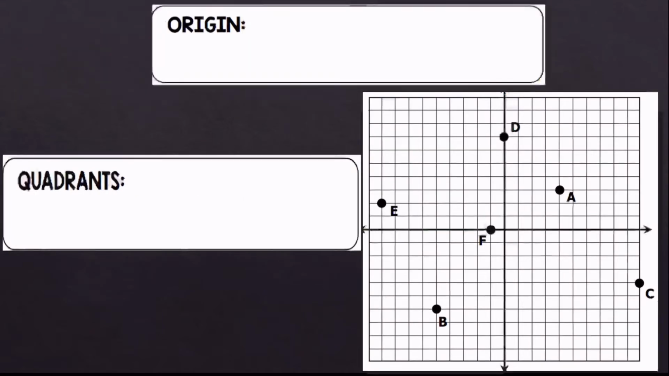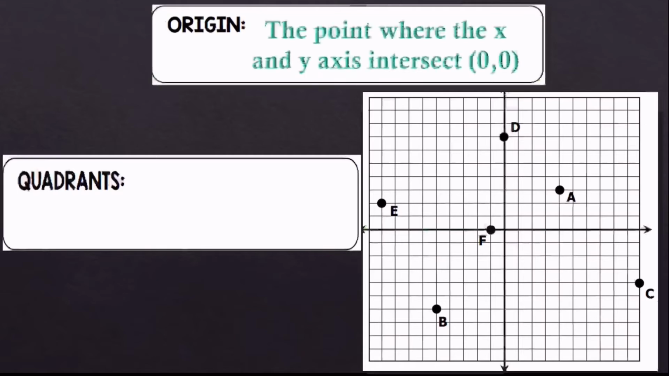Okay, our origin. Our origin is where those two axes meet. They intersect at 0, 0. So it's where the x and the y intersect, right here.